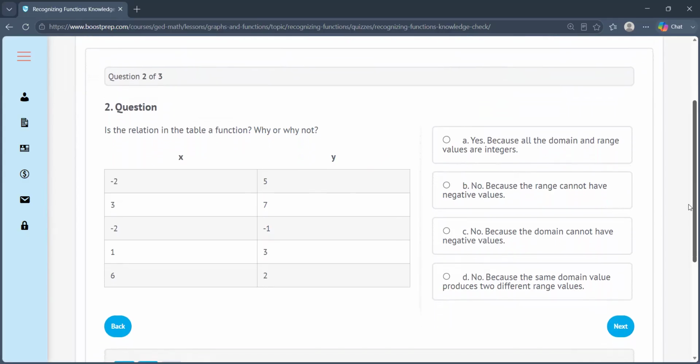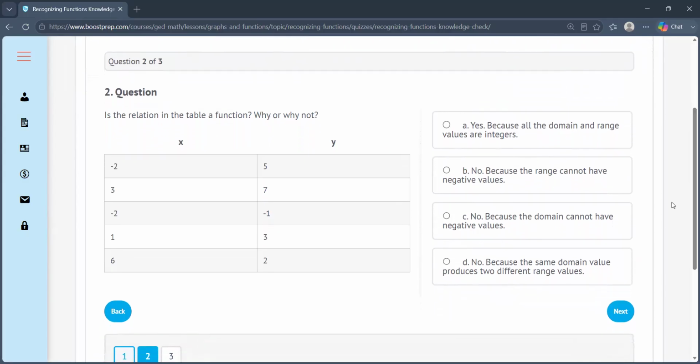Question two, here we are given a table of coordinates. Is the relationship in the table a function, yes or no? You just have to worry about the x coordinates. Don't worry about the y's for right now. Our x values are -2, 3, -2, 1, and 6. So based on that information, is this a function? No. Why is this not a function? Because you have a repeat of x values, twice of -2, right?